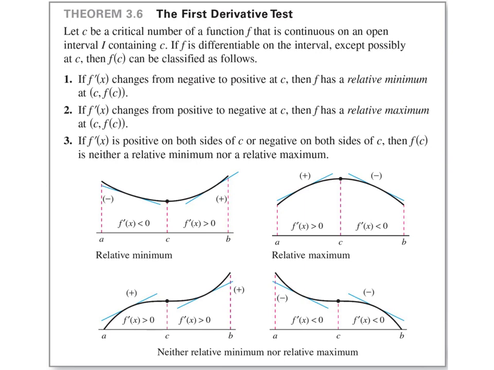But if you're testing and it's positive on both sides of that critical number, something like this, or if it's negative on both sides of that number that you're testing, something like that, it doesn't have a relative minimum or a relative maximum at that c point that you're testing.